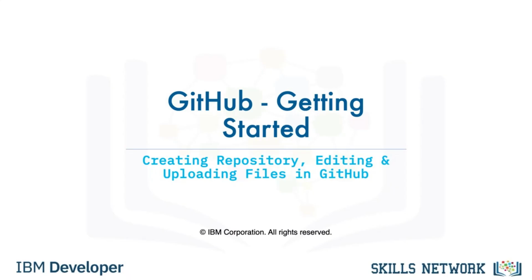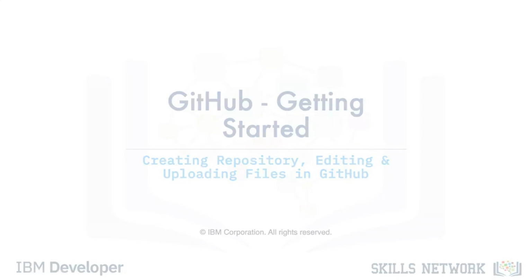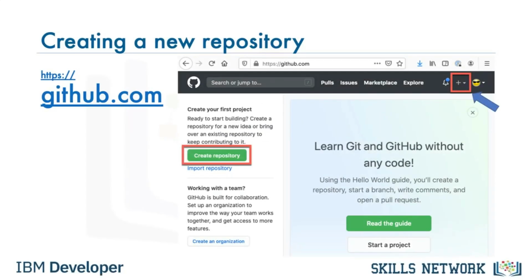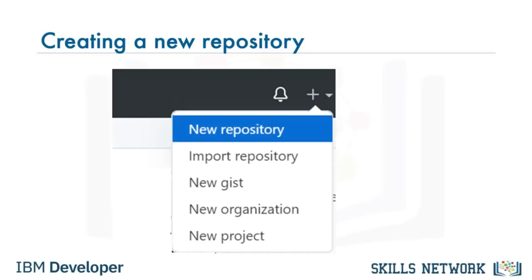In the previous video, you learned about Git and GitHub. Before you continue with this video, register for a GitHub account and log in. Let us start by creating a new repository. Click Plus, then click New Repository.